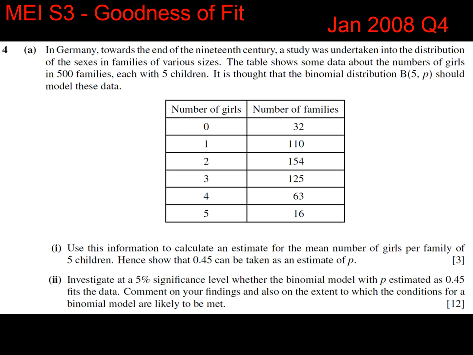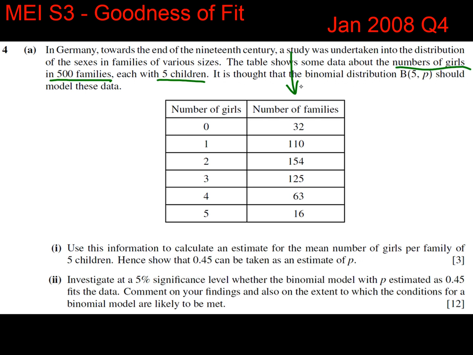Okay, this second question I'm going to do because it's got more workings to do. They're actually going to make you go through the process of calculating the expected values. But let's read the question as ever. In Germany, towards the end of the 19th century, a study was undertaken on the distribution of sexes of families of various sizes. The table shows the data about the number of girls in 500 families, each with 5 children.